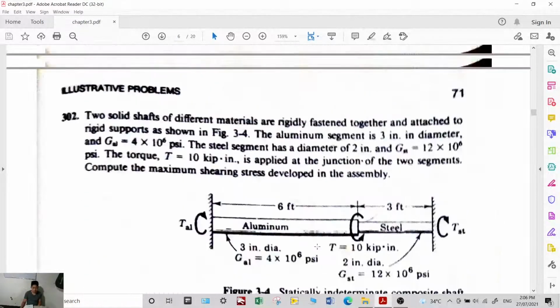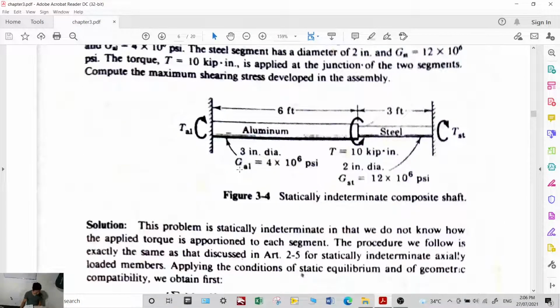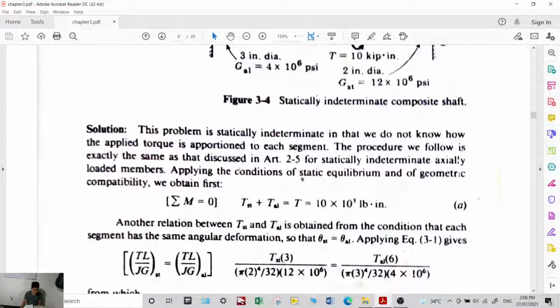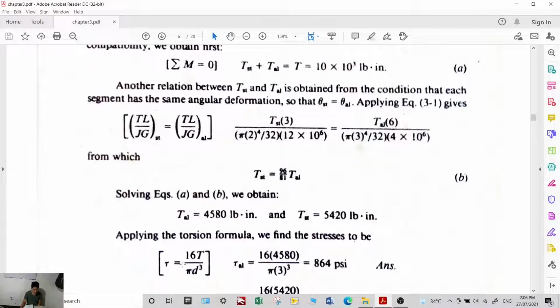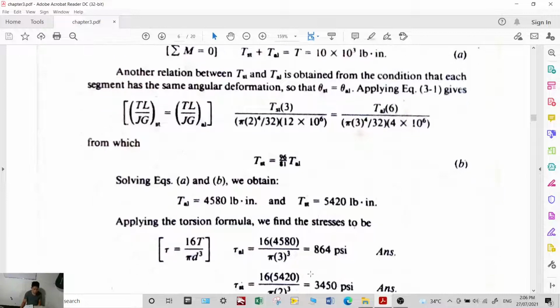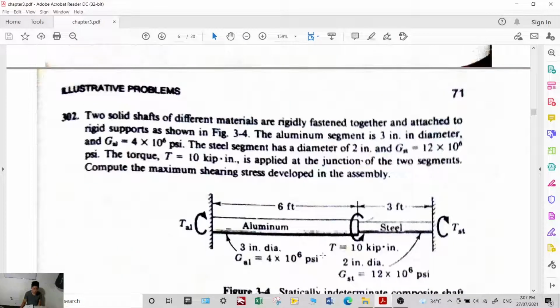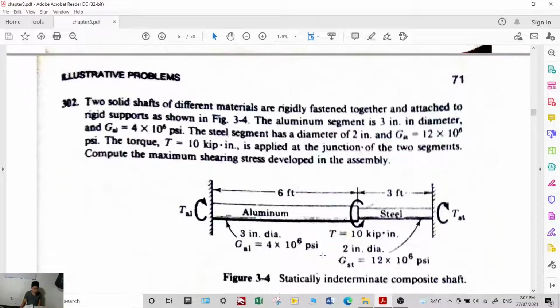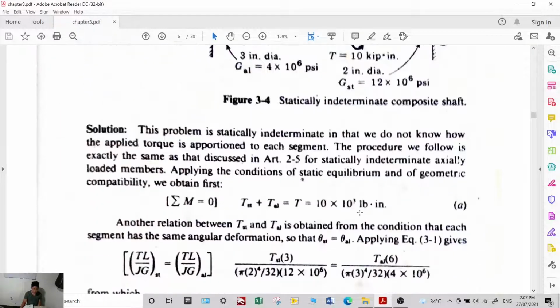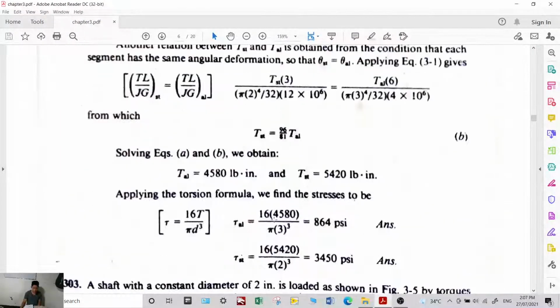Now, what we are asked is the stress. So the stress is the maximum shearing stress, 16T over pi d cube. So ito ning substitute ning torque na nakuha nato dire, we get that the shearing stress in the aluminum is 864 psi, and the stress in the steel is 3,450 psi. So these are the maximum shearing stress experienced by the steel and aluminum.